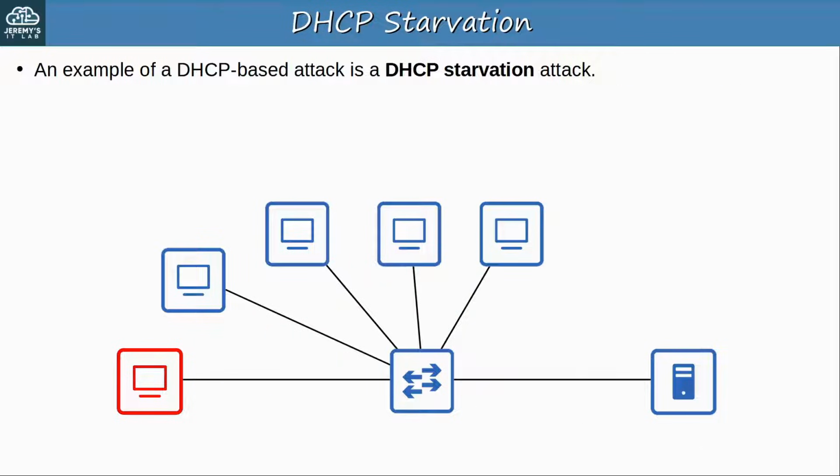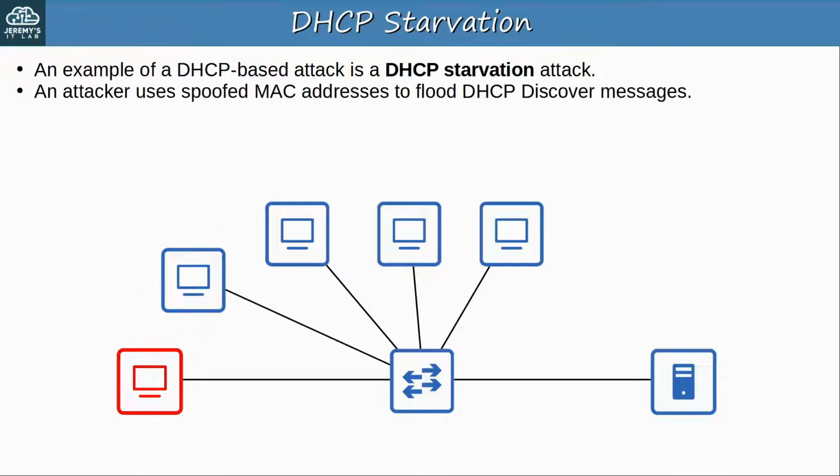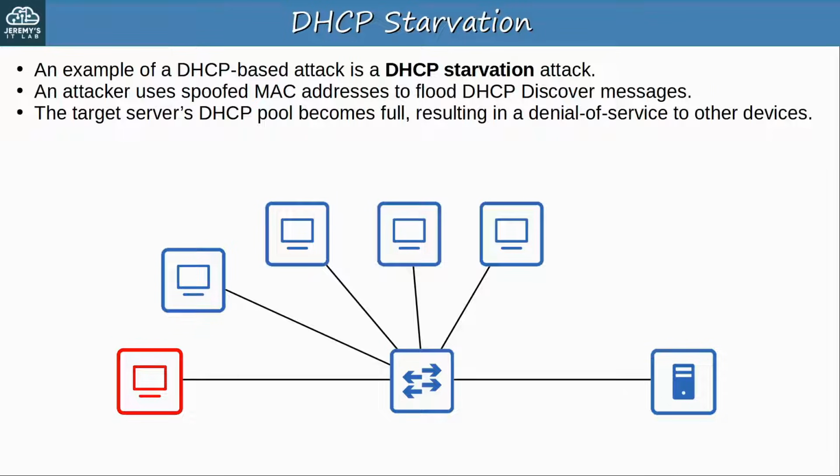Okay, next let's look at a couple examples of DHCP-based attacks that DHCP snooping can protect against. First up, let's quickly review a type of attack you already know, the DHCP Starvation, also called DHCP Exhaustion attack. In this attack, an attacker uses spoofed MAC addresses to flood DHCP discover messages. And what's the purpose of that? The target server's DHCP pool becomes full, resulting in a denial of service to other devices. They won't be able to get an IP address from the server.